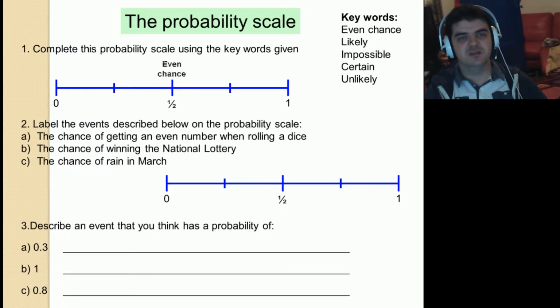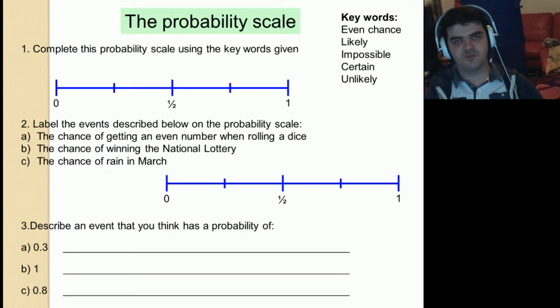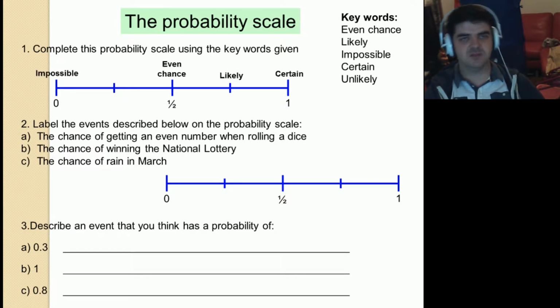Next. So that's to complete the probability scale using the words given just from before. So your even chance goes in the middle. Your likely goes to the right of that. Possible, certain, unlikely is there. Okay.